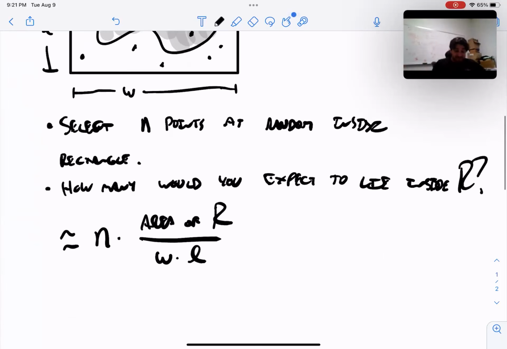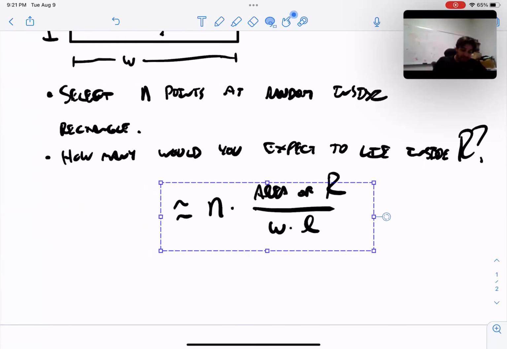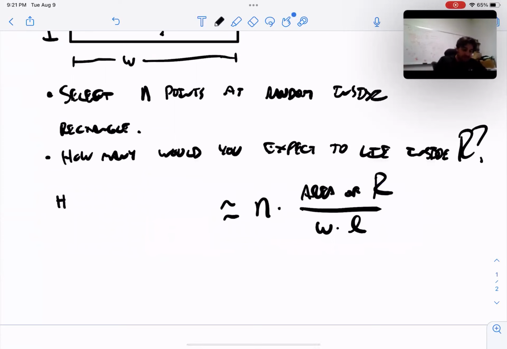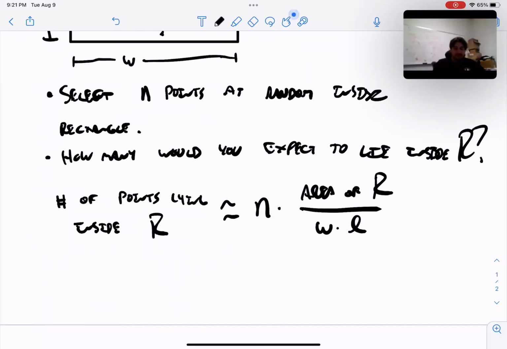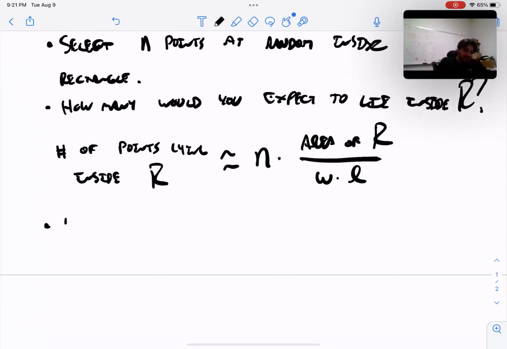That's a key idea here. So this would be the number of points lying inside R. That's what you would expect: the number of points lying inside R to be what I wrote down here, the total number of points times the ratio of the areas. Well, why does this give us a way to calculate integrals? Well, here is what you can do then.